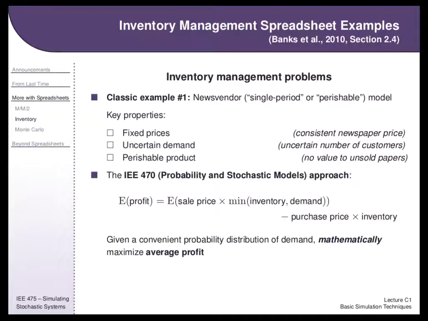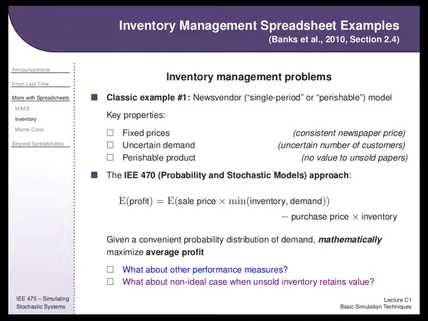But the problem with this is, what if we wanted another performance measure? Maybe we didn't care about profit. Maybe we cared about a performance measure that's more complicated than profit. Or what if we wanted to violate some of these key assumptions? Let's say it's not a perishable product. Let's say it has some value. So now at the end of the day, I have a quantity. It's another random quantity because I don't know how many are going to be left over, but they are going to have some value that I can recoup. That becomes very complicated and perhaps even intractable to solve mathematically, and that's why we might turn to simulation instead.